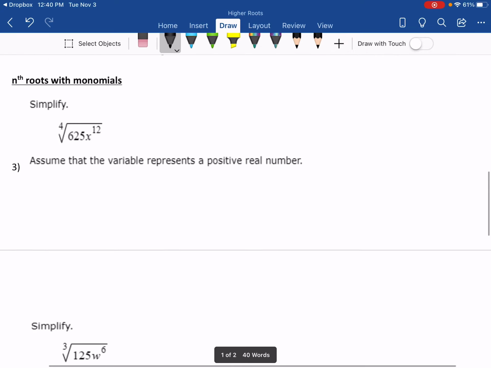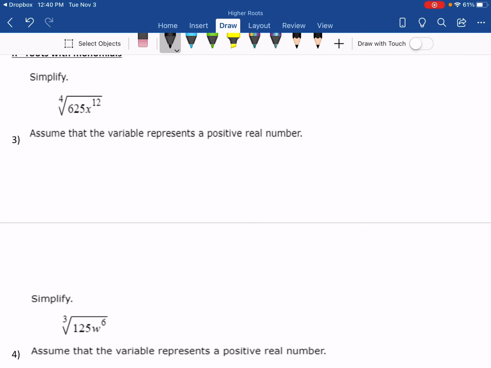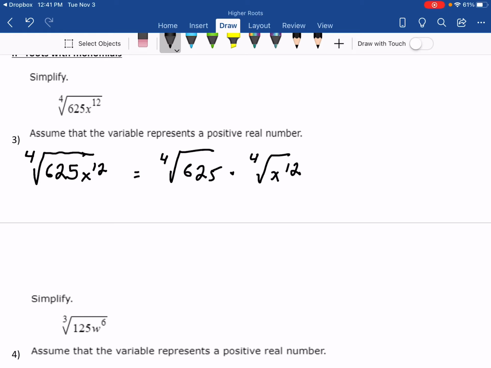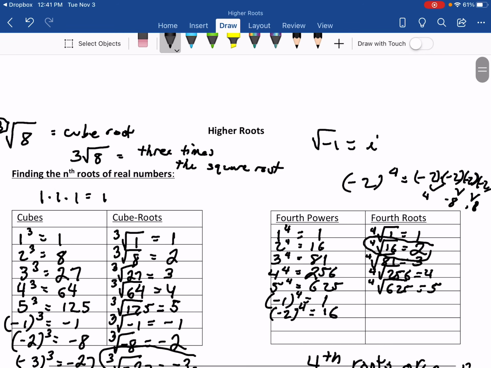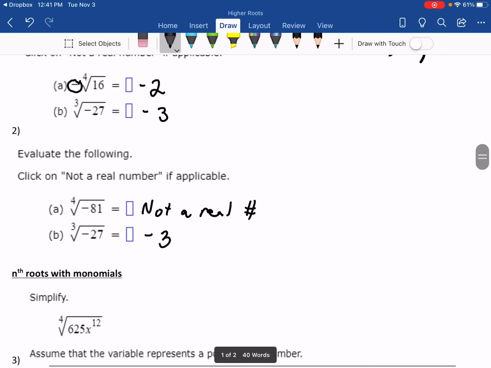All right, nth roots with monomials. So here we're adding in a variable. All I'm going to do is separate it apart like this. We're going to say this is equal to the fourth root of 625 times the fourth root of x to the 12th. All right, so from our fourth power chart, we know the fourth root of 625 is 5.